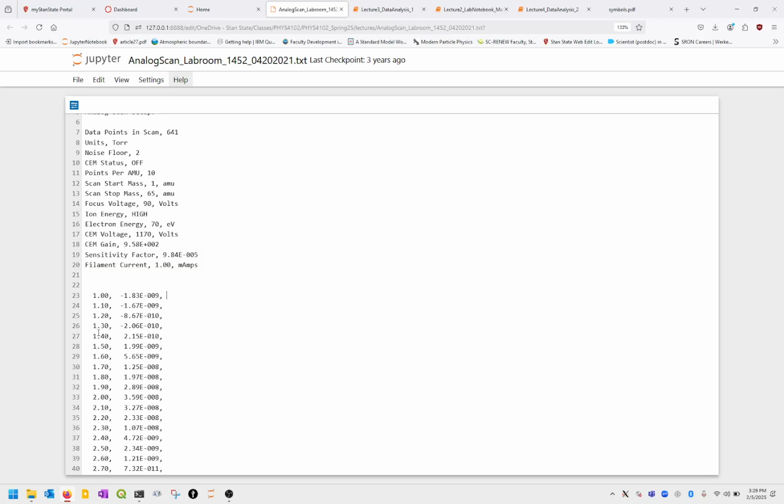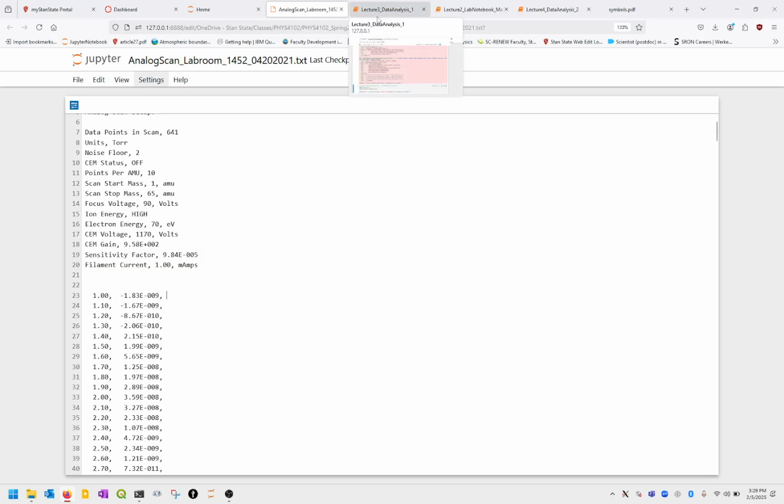In fact, why do you think the comma is there? It's separating the two columns, right? So this is the mass, the atomic mass unit. This is actually the partial pressure of that particular mass unit, okay? So it actually wants to separate these two things with a comma. Unfortunately, whoever wrote this program decided not to put a white space there. So it's now reading this as a string, okay?